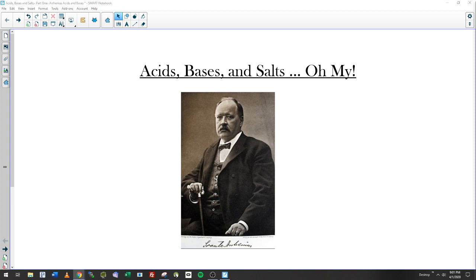We need to talk today about acids, bases, and salts, which is the work of this gentleman, Svante Arrhenius. He was a Swedish chemist in the 1800s, and he is responsible for many things, one of them being this concept of acids, bases, and salts.